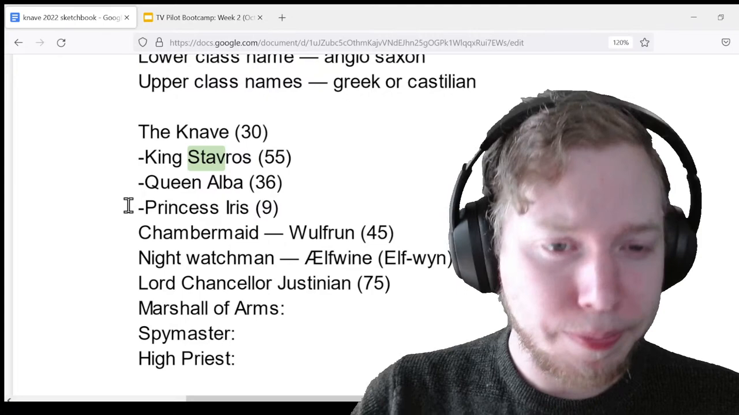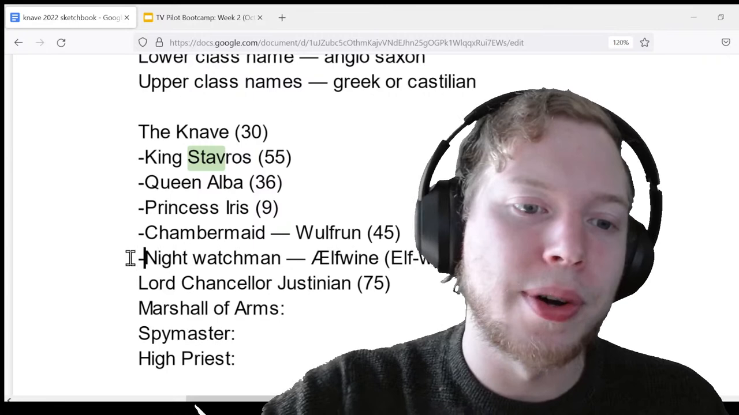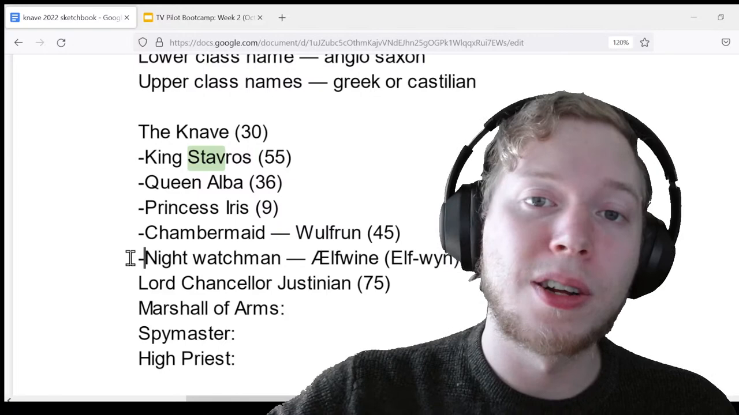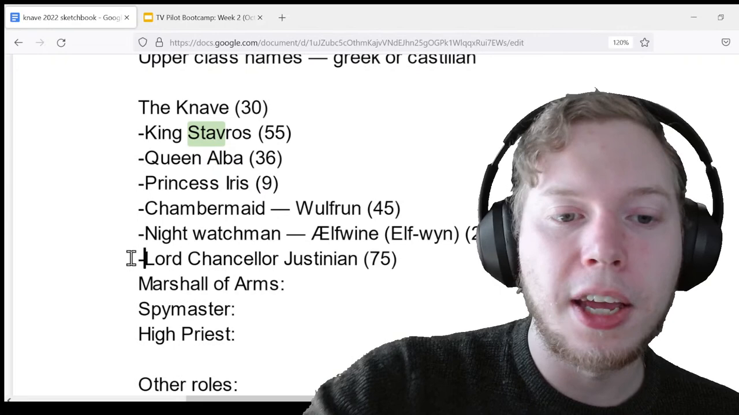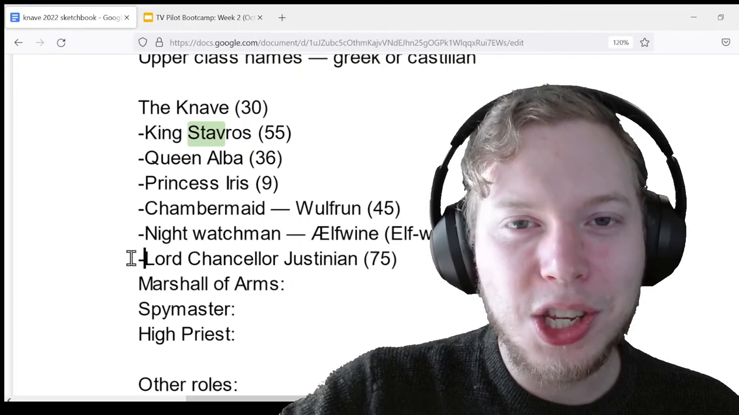We have a chambermaid and a night watchman who are going to play big roles in the pilot because they are going to be the members of the night staff who are starting this insurrection against the king. We have a Lord Chancellor who is kind of the king's second in command. He's 75 years old and he's an idiot. So he's like an antagonist, but a very ineffective one, who the Knave is constantly running circles around. So just kind of a fun relationship there.